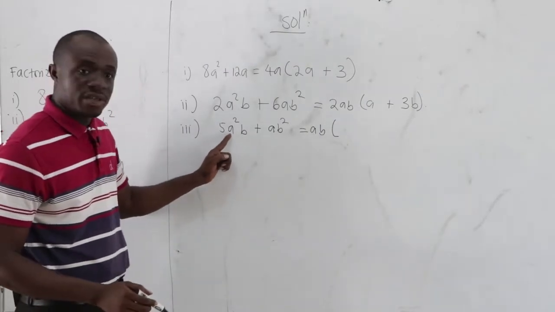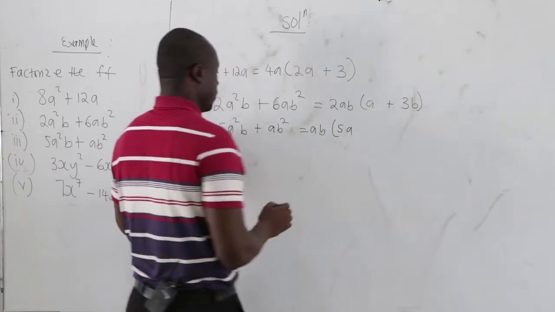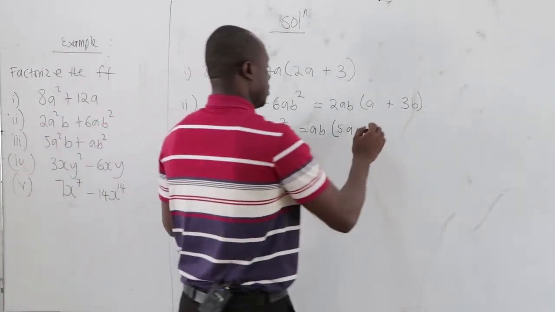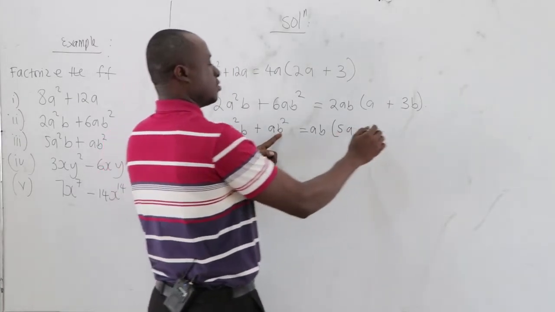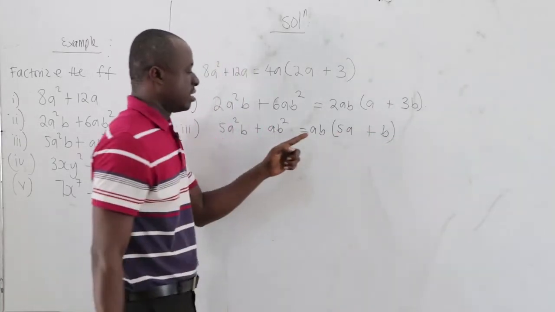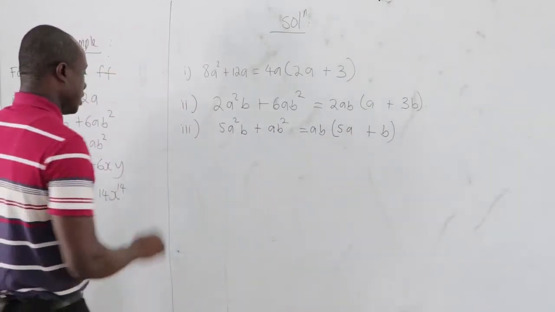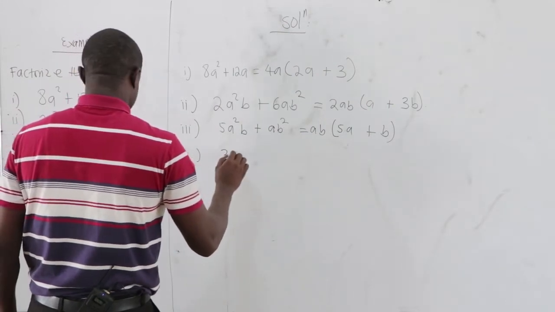Now but then I have a here, so I have 5a because of the square, 5a, and this time this will give me this. Now plus I've taken ab out, but now I have b squared here, so I'll bring b over here. This time this will give me this, this time this will give me that.